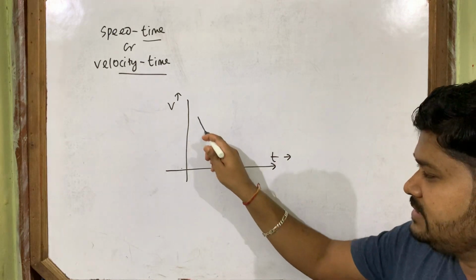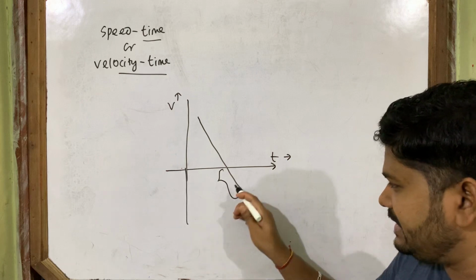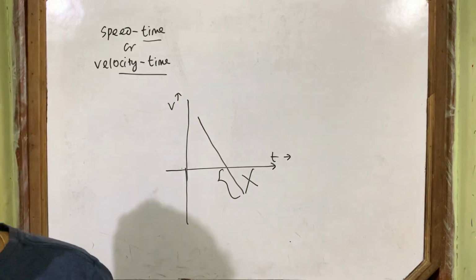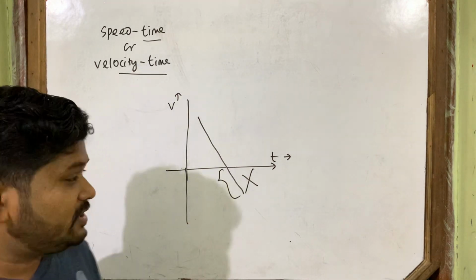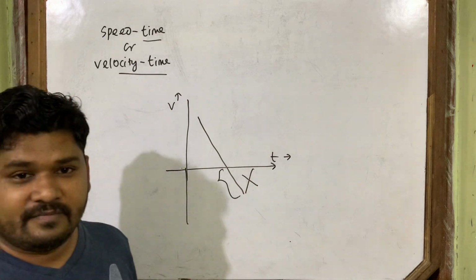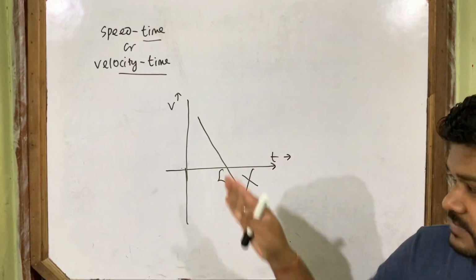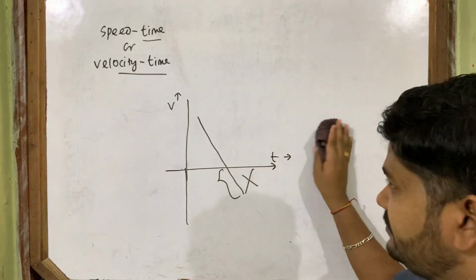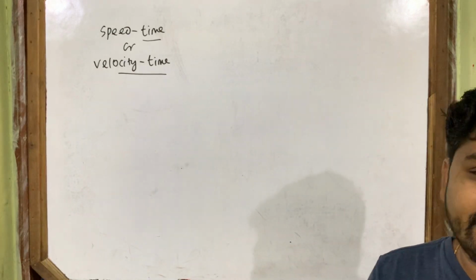This graph should not come to the negative side. If it is coming to the negative side, then it is wrong, because this is speed. But in a velocity-time graph, there is no problem. It can come to the negative side. So this is the only difference between the speed-time and velocity-time graph.